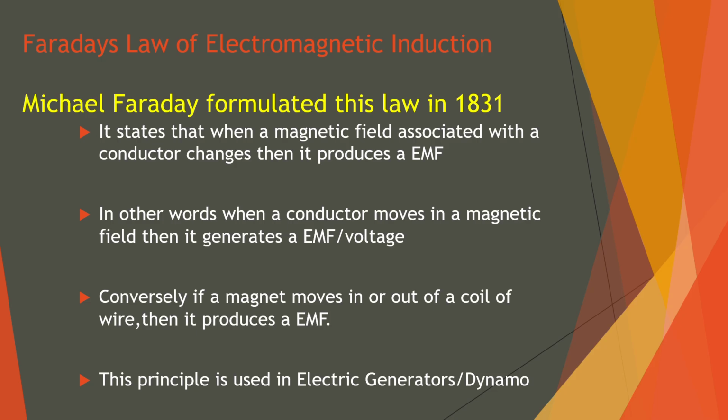Faraday's law of electromagnetic induction. Michael Faraday formulated this law in 1831 when he was experimenting with a magnet. It states that when the magnetic field associated with a conductor changes, it produces an EMF. In other words, whenever a conductor moves in a magnetic field, it generates an EMF or a voltage. Or conversely, if a magnet moves in and out of a coil of wire, then also it will produce an EMF or a voltage.